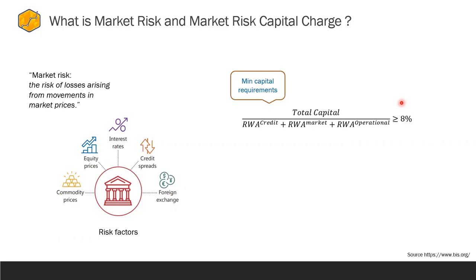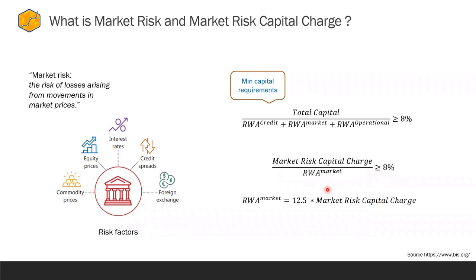If you look at the formula carefully, if you have already calculated the RWAs, which stands for risk-weighted assets, then accordingly you can calculate how much capital you need to keep. But sometimes we don't calculate RWA, we directly calculate the capital charge. So for example, if you look at just the market risk part, the capital that is needed to cover market risk-related losses, divided by RWA market, must be greater than 8%. All right. So if you want to calculate RWA market, that is 1/8% times the market risk capital charge.